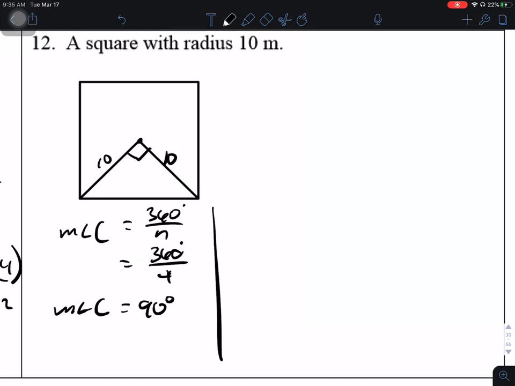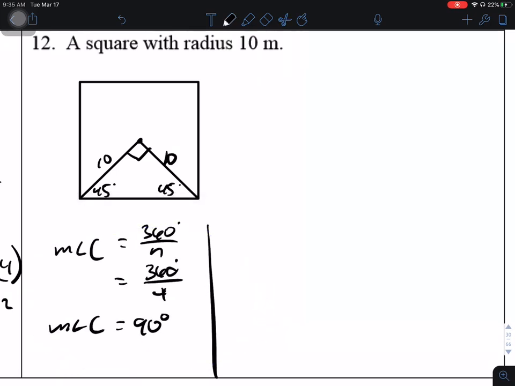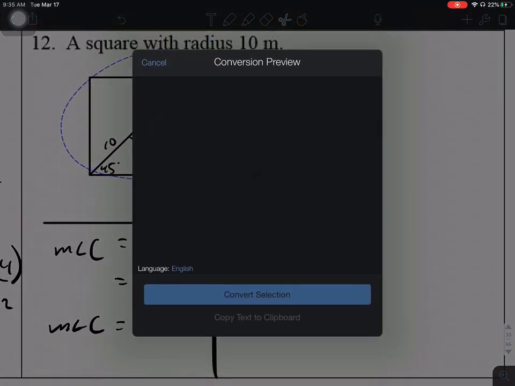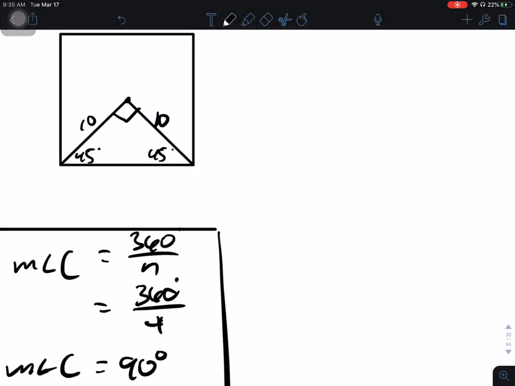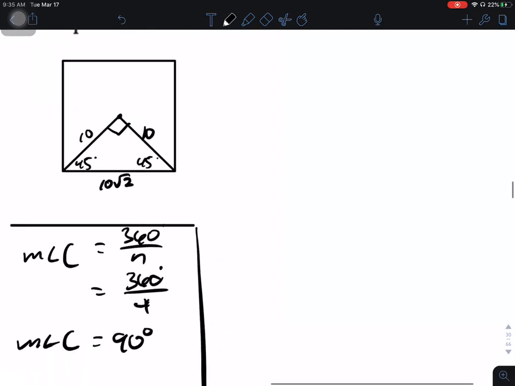Since the radius never changed, this is isosceles. Base angles are the same. Isosceles triangle theorem: they both have to then be 45. So 45, 45, 90. Short leg is 10. That's going to make the hypotenuse that times the square root of 2. Special right triangles, know them.